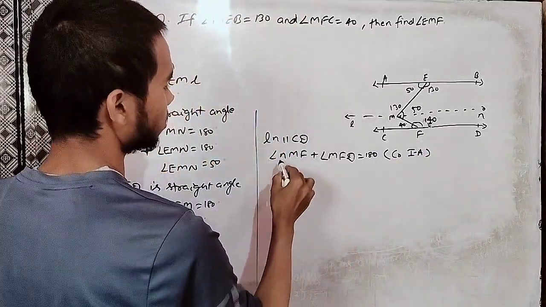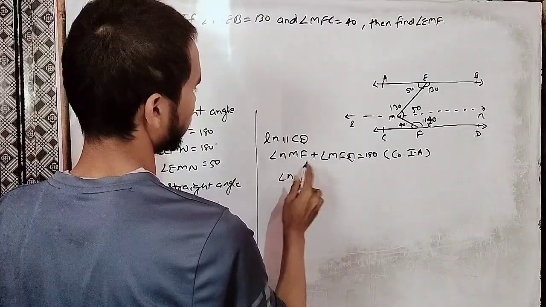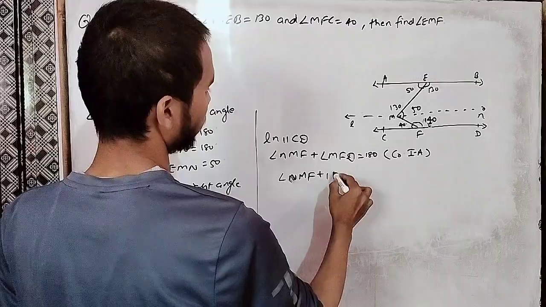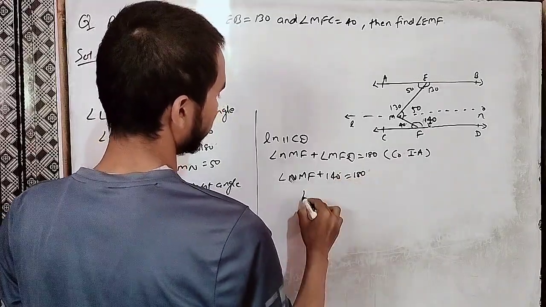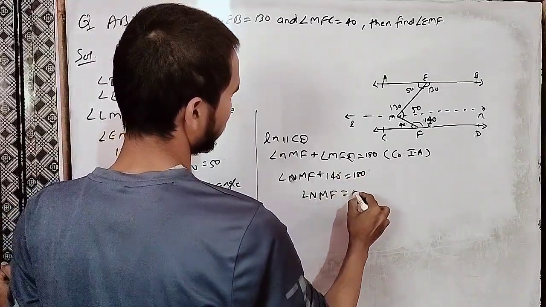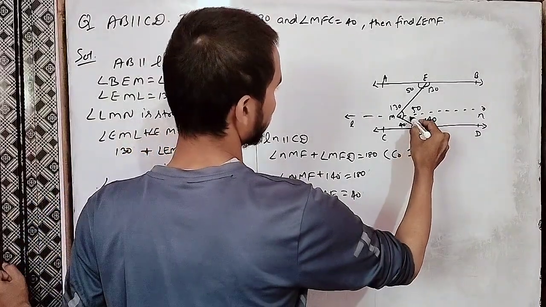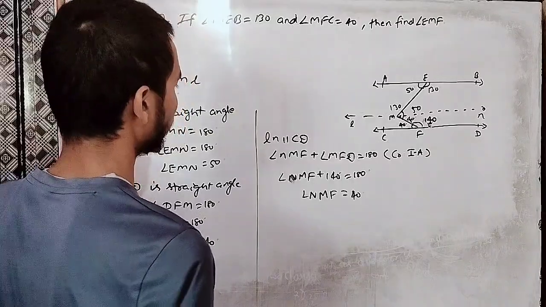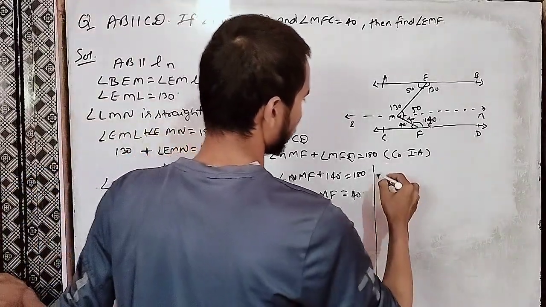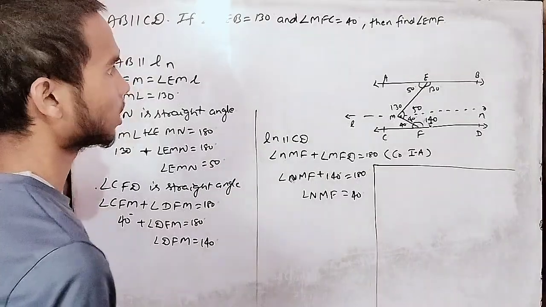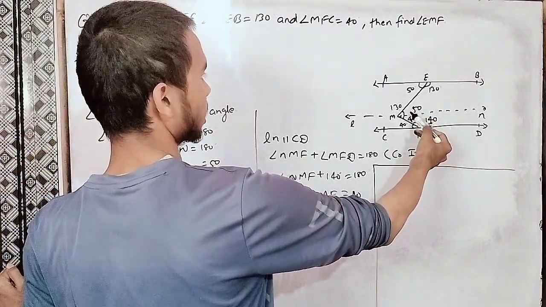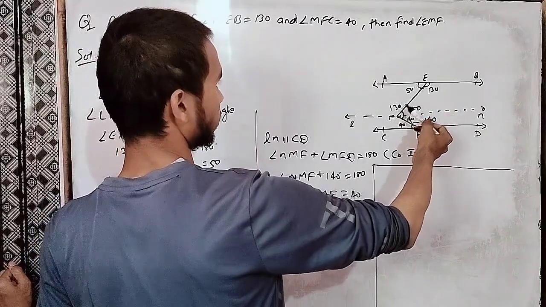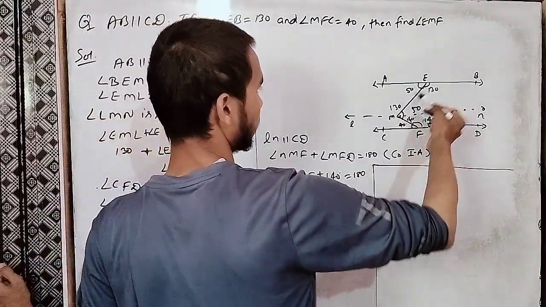So we don't know the value of this angle. 140 degrees, the sum would be 180, and MF would be how much? 40 degrees. So the value of this is how much? 40 degrees. Now we can easily say that the sum of this angle and this angle will give us the value of angle EMF.